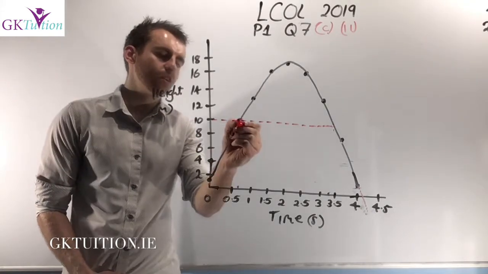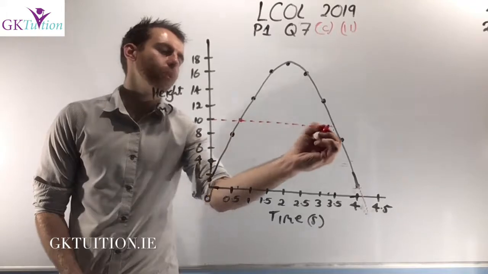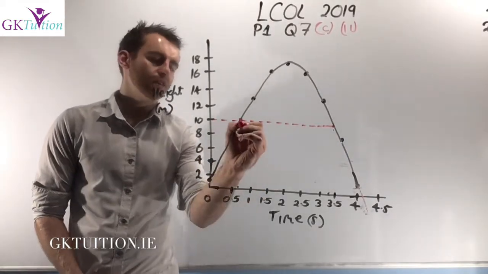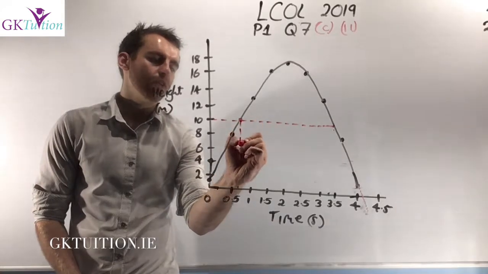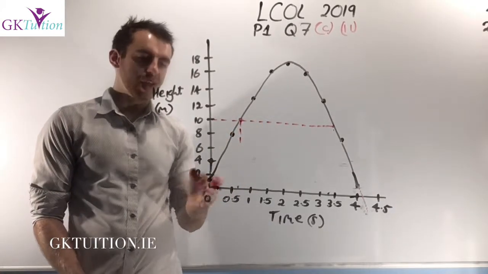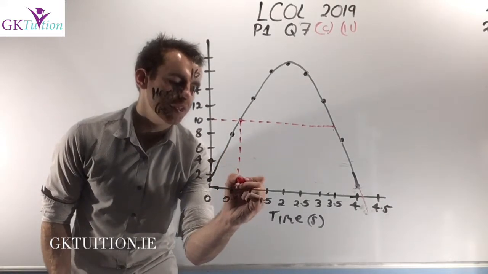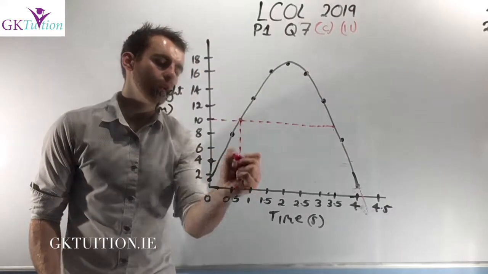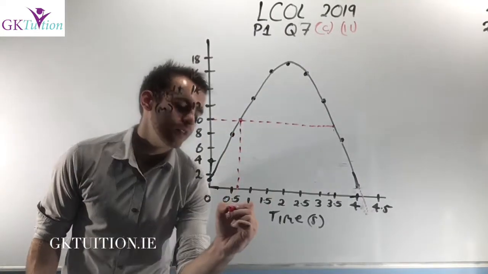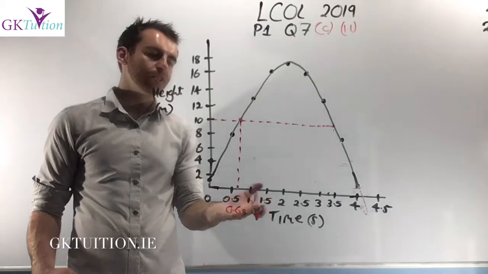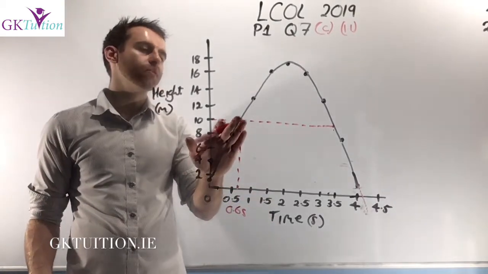So obviously I need to go down, so from this point to this point, I need to figure out how long that is. In order to do that, we need to draw a broken line down. Now obviously if you're doing this in your exam, you're using a ruler. You need to be as accurate as possible, so you need to use a ruler. If I draw a broken line down, that's roughly 0.6 seconds. So after roughly 0.6 seconds, the ball is above 10 meters.